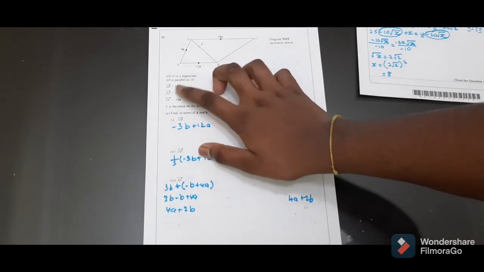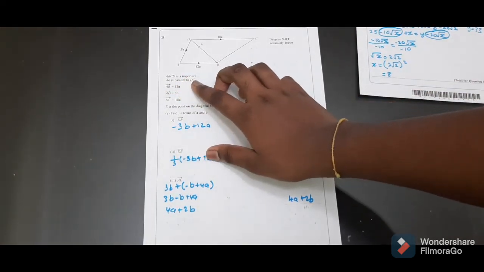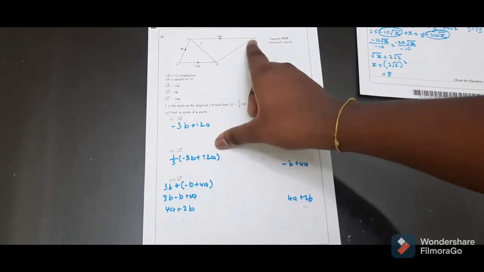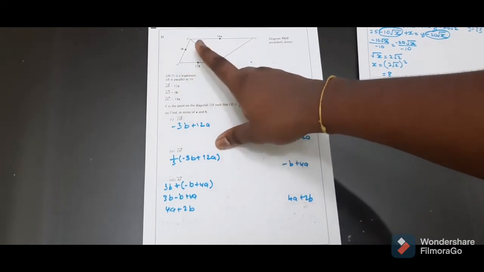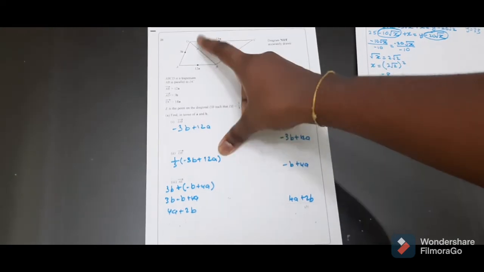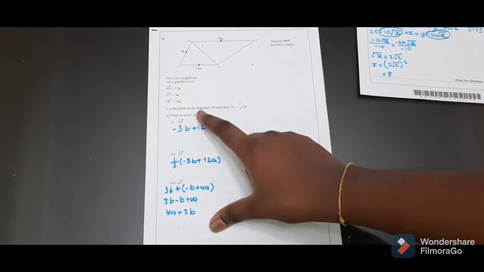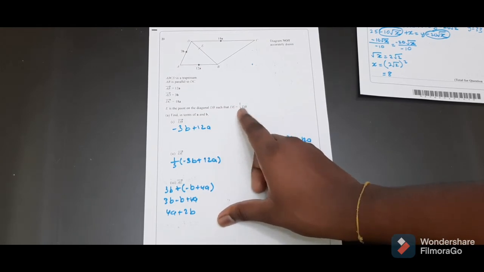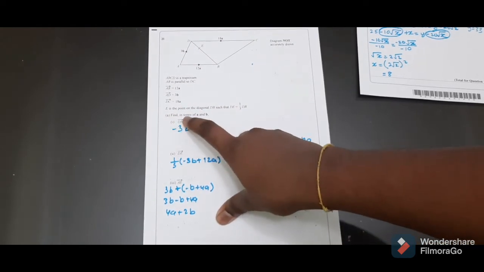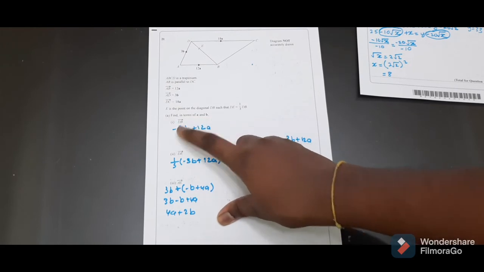ABCD is a trapezium. AB is parallel to DC. AB is 12A. AD is 3B. DC is 18A. E is on the point of diagonal DB such that DE is 1 over 3 of DB. Find in terms of A and B.